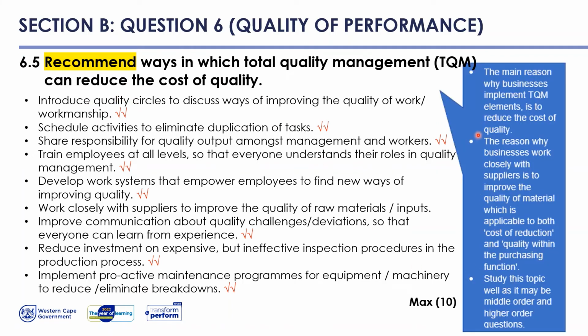Now there's an important message here on the side or note. The main reason why businesses implement TQM elements is so that they can reduce the cost of quality. So remember, we want to implement these TQM elements so that we actually do reduce how much it costs for us to produce a quality good or service. So the reason why businesses work closely with suppliers is to improve the quality of material, which is applicable to both cost reduction and quality within the purchasing function.